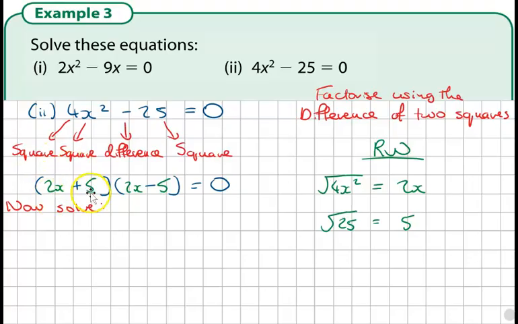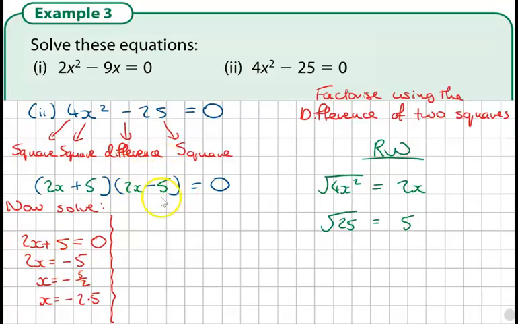So I have 2x plus 5 equal to 0. So this now is a linear equation. So I can do letters to the left, numbers to the right. So the 5 comes over the equal sign and becomes minus 5. And then I divide both sides by the number stuck onto the x, which is 2. So I get x equal to minus 5 over 2, or x is equal to minus 2.5.